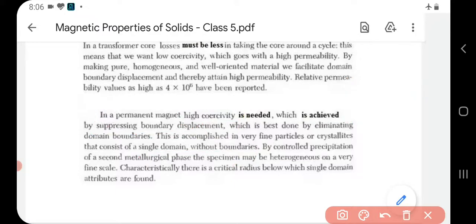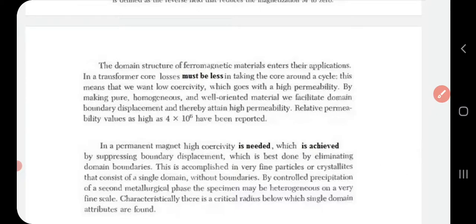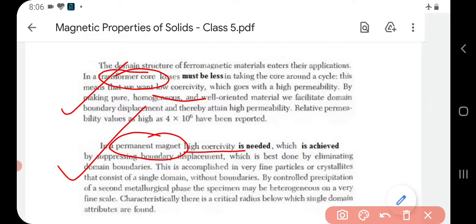These are the applications of domains: the region where you need material with low coercivity, and the region where you need material with high coercivity. Low coercivity in a transformer core, its purpose and how it is achieved. High coercivity in a permanent magnet, its purpose and how it is achieved. Up to this much is enough.